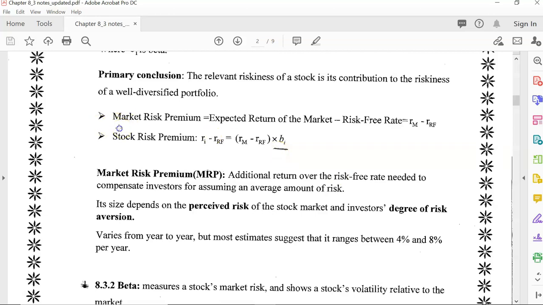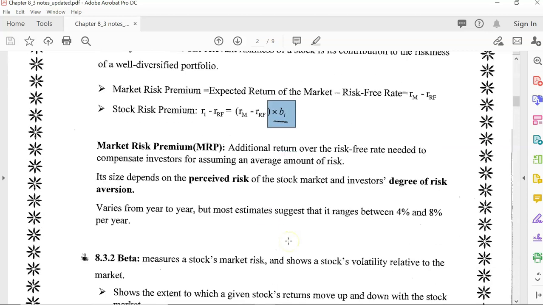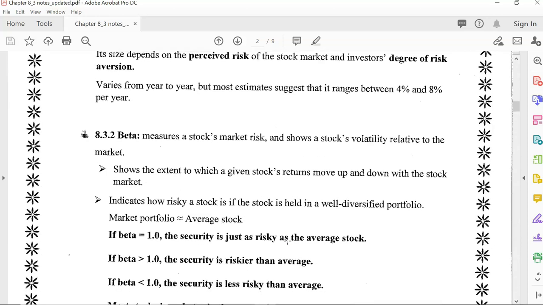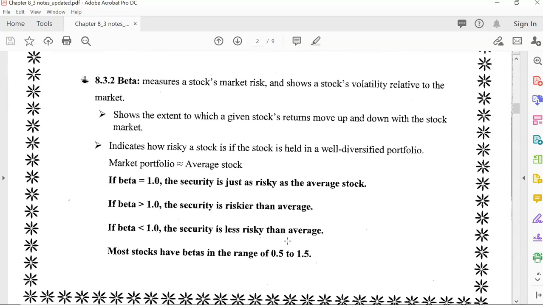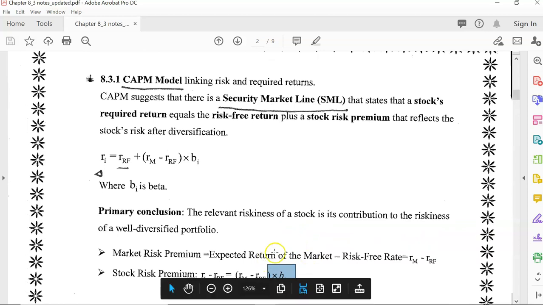And because stock risk premium, RI minus RRF, equals the market risk premium multiplied by beta, because beta is the percentage of how much the stock contributes to the market risk. So that's stock risk premium and market risk premium.